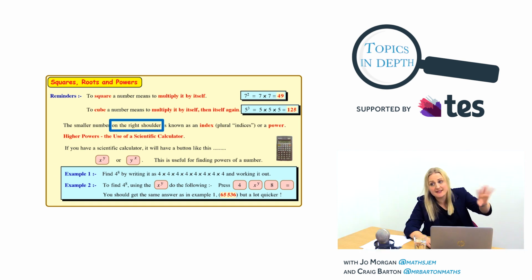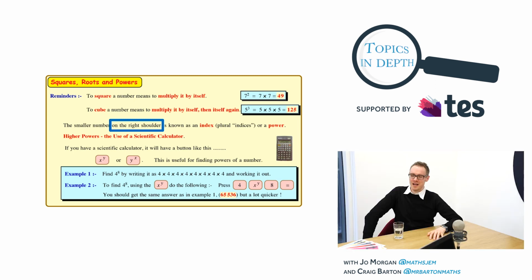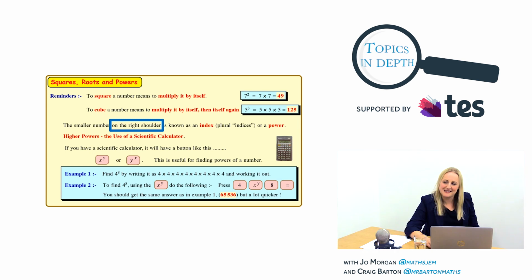And they've called it an index or a power. That's common. So I'm saying it's not a power, but all textbooks do that. But I've never seen it called a shoulder before. I don't know if that's just in TJ or if that is a common thing. And I'm interested in the right shoulder. Is that implying there's a left shoulder? That's interesting. Yeah, there is nothing on the left shoulder.